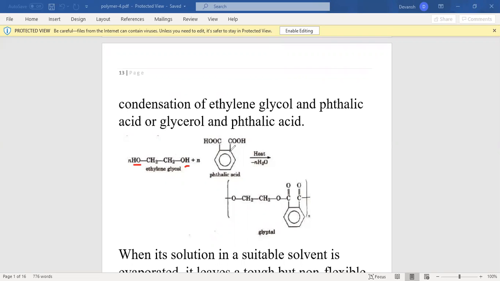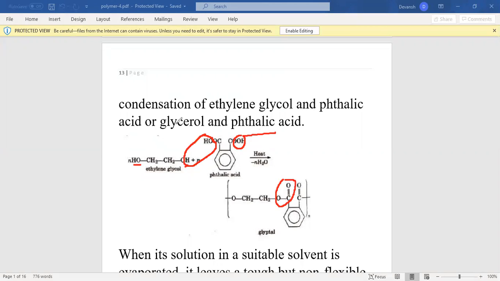Now they will again undergo condensation reaction like this. They will form water molecule and form an ester linkage. So this is how ester linkage is formed. That is why it is also a kind of polyester. So H will go from this side, and again OH will go from this side, and it will become OCH2, CH2, OCO, CO, and this becomes a repeating unit, and forms glyptal.